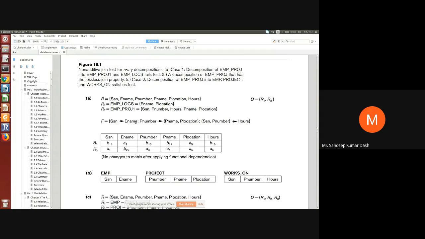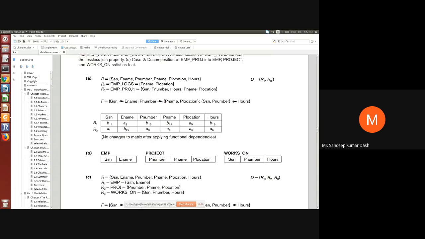The given functional dependency set is this: SSN determines ename, P number determines P name and P location, SSN and P number combined determine hours. Based on this functional dependency set and this division we will see. Create a table like this. Whatever is the number of attributes in the original relation, write them. No need to remember the algorithm, directly you can get it done through the example.